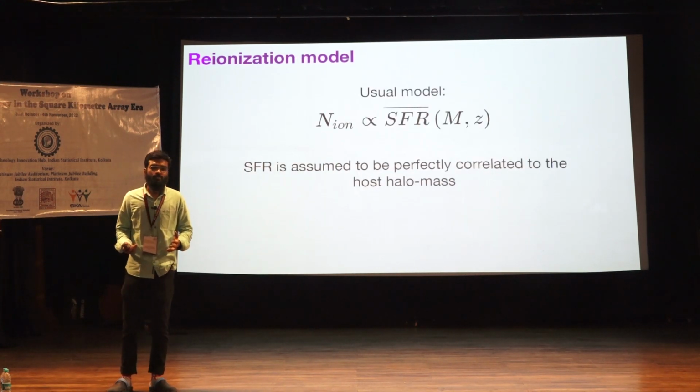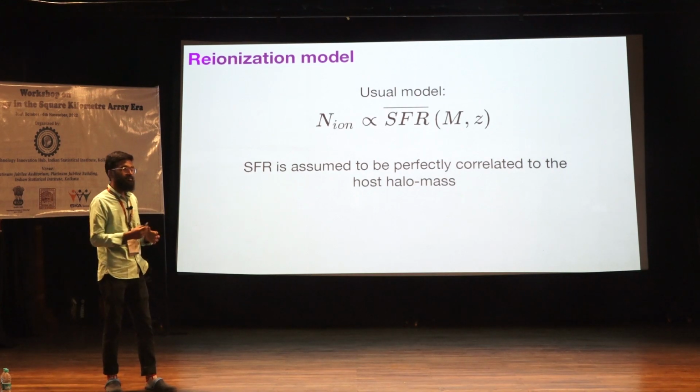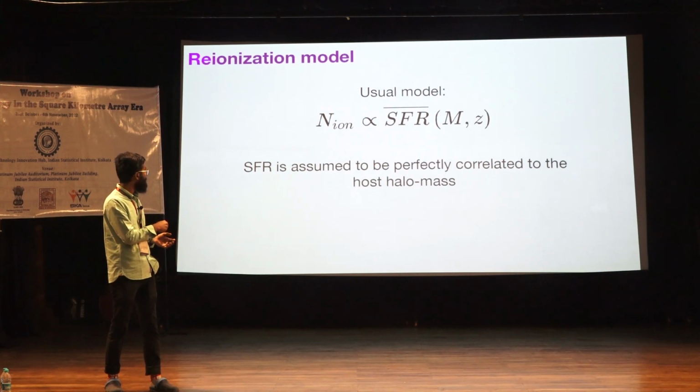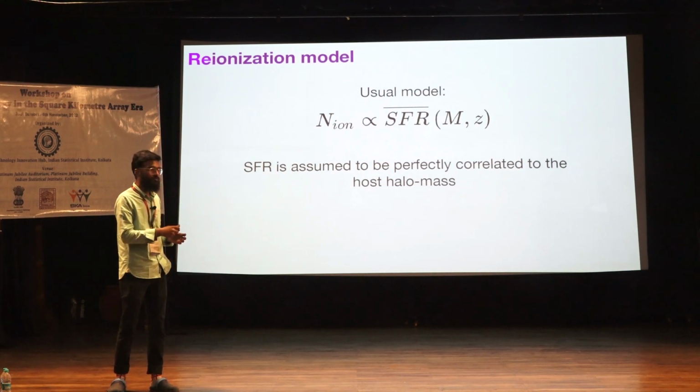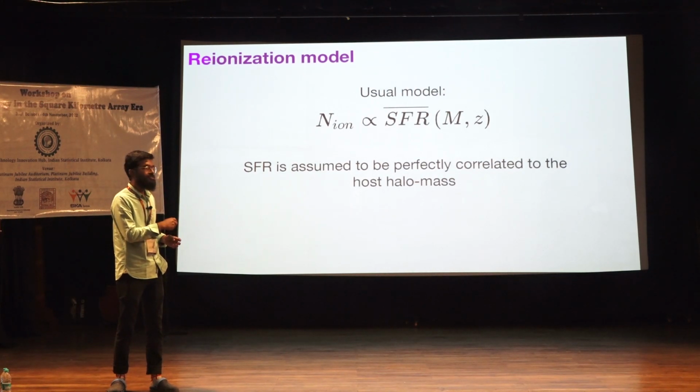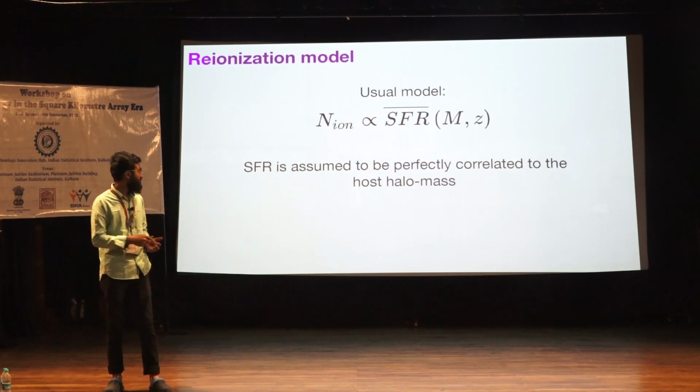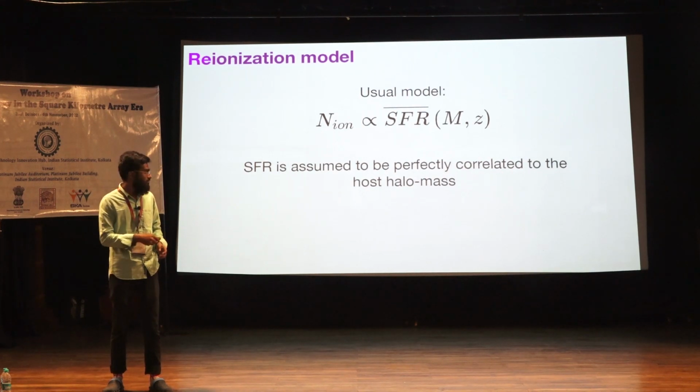Inspired by this, we are now interested in studying how this kind of astrophysical scatter might also impact the 21 centimeter signal. What we usually assume in simulations is that the photon emitting rate is proportional to a certain star formation model. In this case, we have taken a mean relation, and it doesn't have any scatter. So we have assumed that the star formation rate is perfectly correlated to the host halo mass.